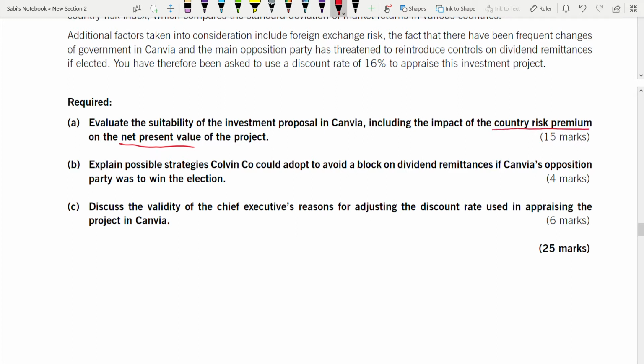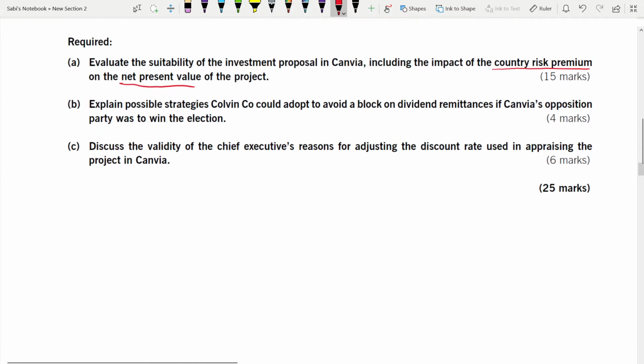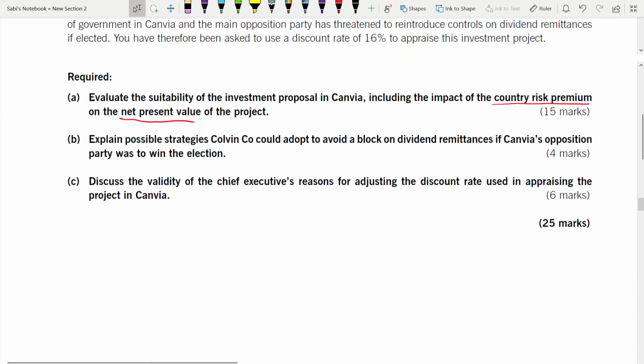So, coming to part B. Explain the possible strategies Colvin Company could adopt to avoid a block on dividend remittances if Canavia's opposition party was to win the election. Here you have to talk about theory, and for this you need to have knowledge of what are the ways to avoid a block on dividend remittances. This is from your textbook. What are the possible strategies? 4 marks.